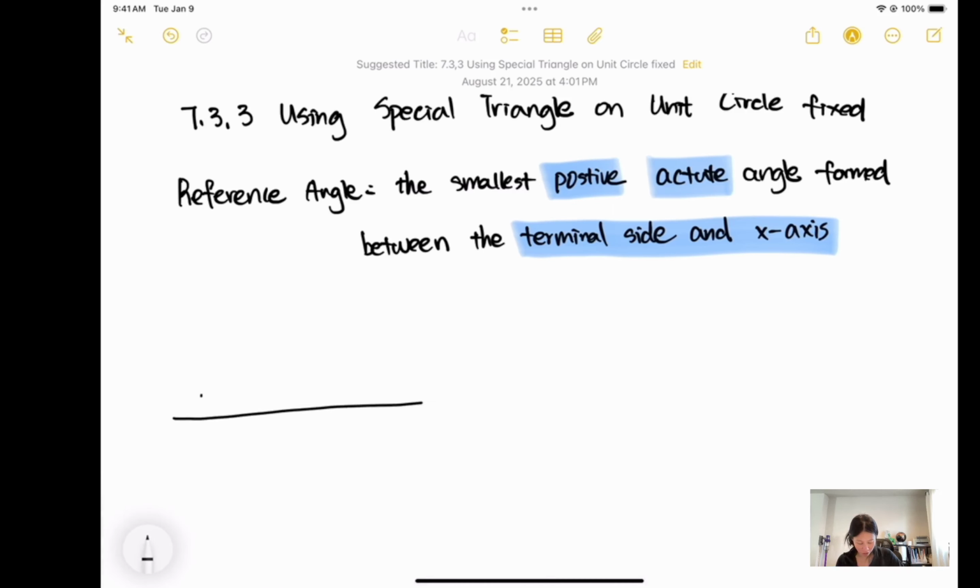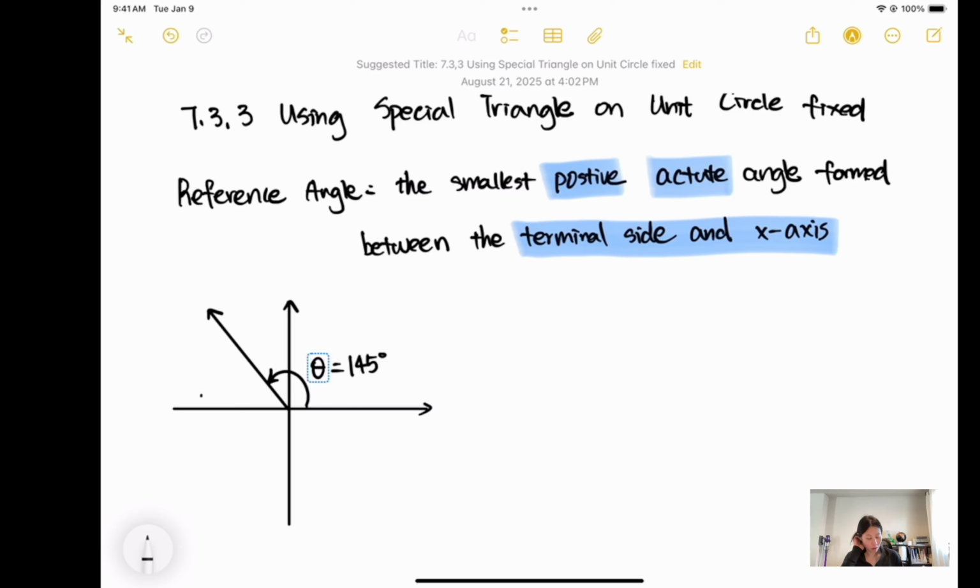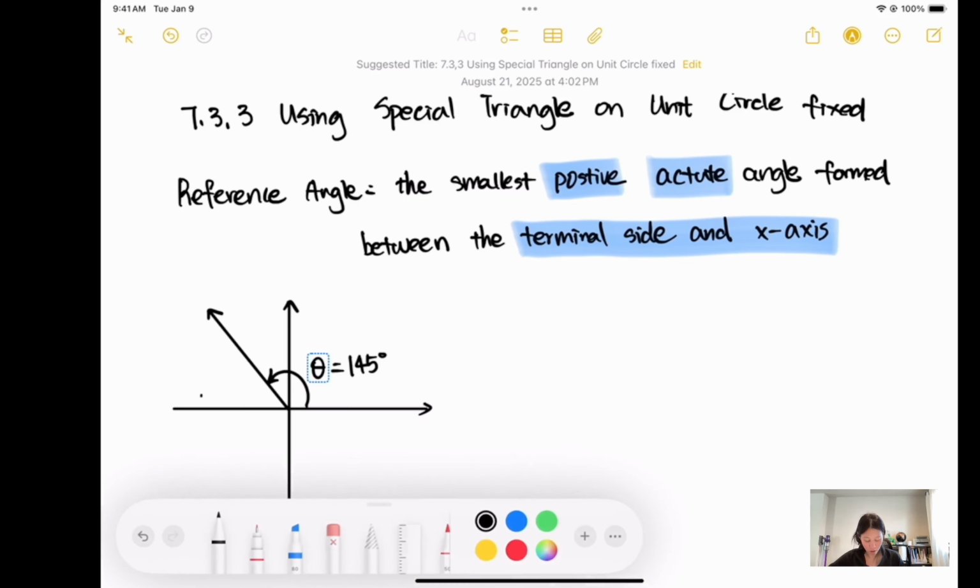I know last time in week 1 we just briefly gave the definition of a reference angle, but we didn't really dive into what a reference angle actually is, and I didn't show you examples. So here we are. Here we have an angle theta, that's the terminal side. Theta is equal to 145 degrees. The angle has to be formed between the terminal side and the x-axis. So where is it? Should be here, right?